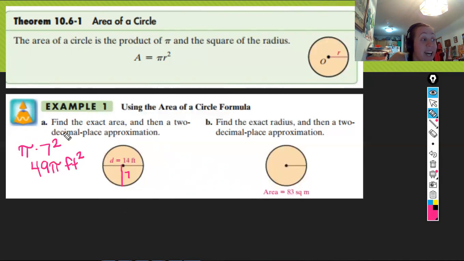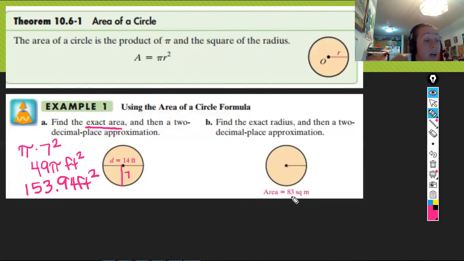That's the exact answer. If I want the 2 decimal place approximation, I'm going to type in 49 pi, and that tells me the area is 153.94. So that's my area.